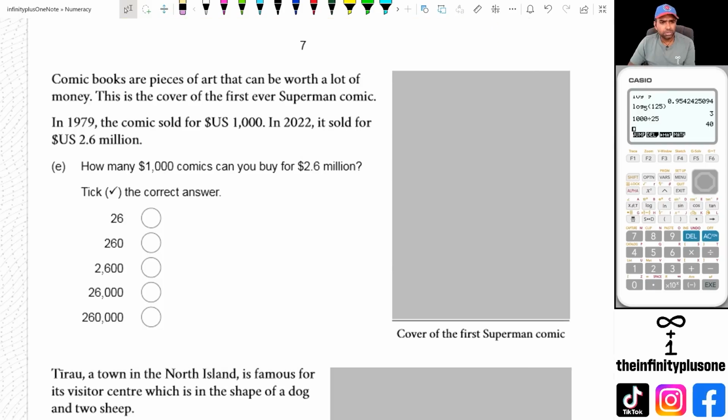Next question. So Superman comic sold for, what is it? No, we don't know what it sold for.